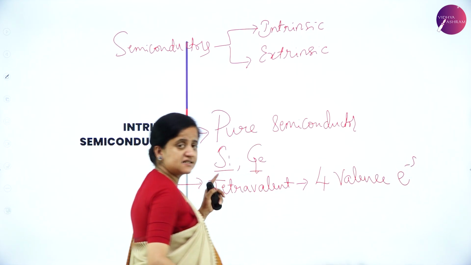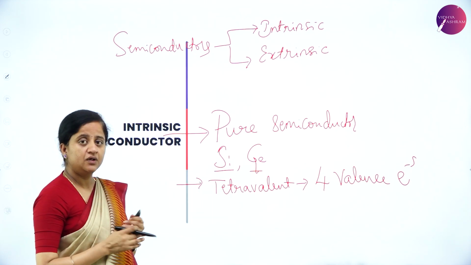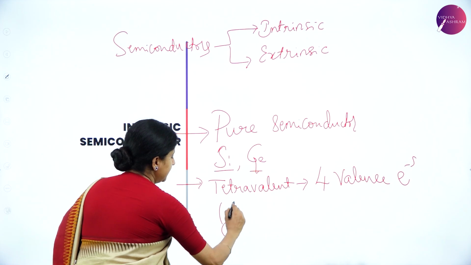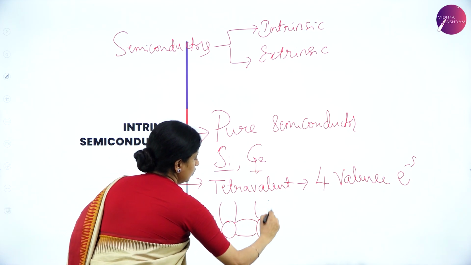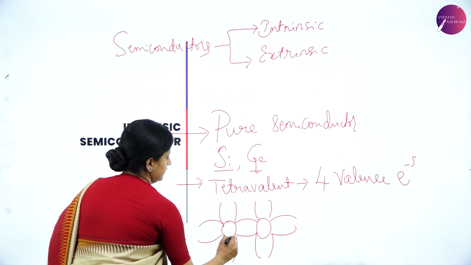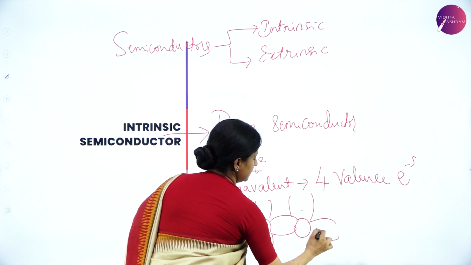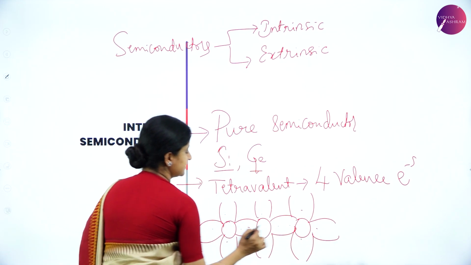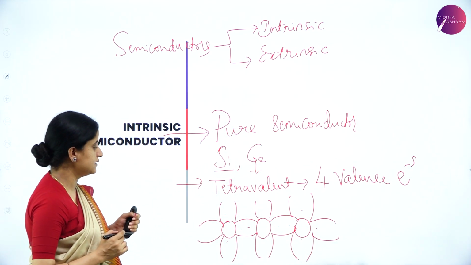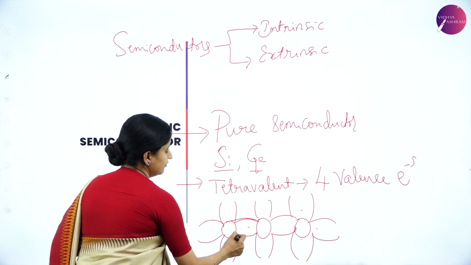So these materials are tetravalent, which has 4 valence electrons, which means every atom shares one of its electron with the neighboring atom. So this is the basic structure of intrinsic semiconductors. It shares one of the electrons with neighboring atoms, which forms a covalent bond.